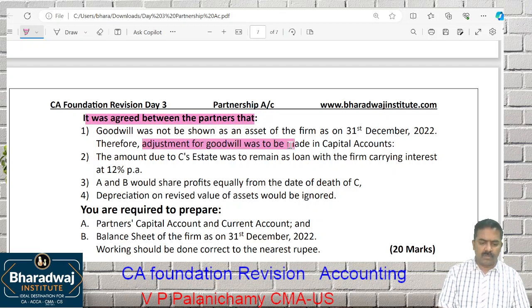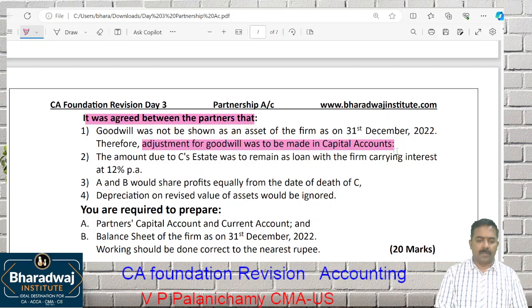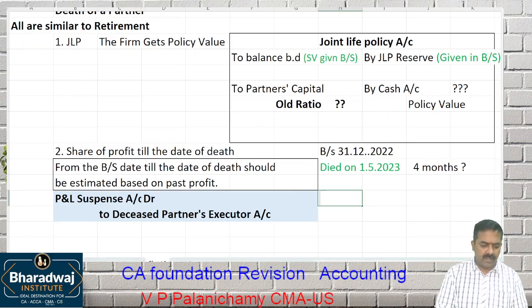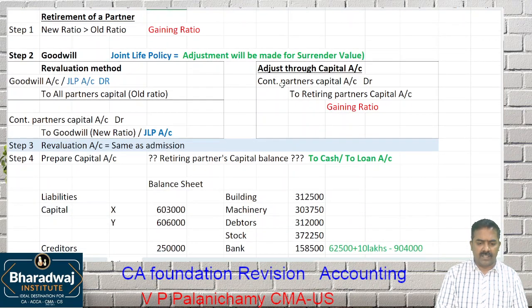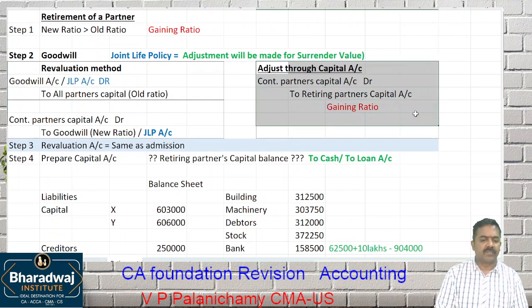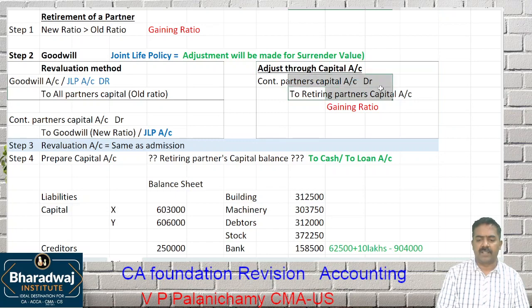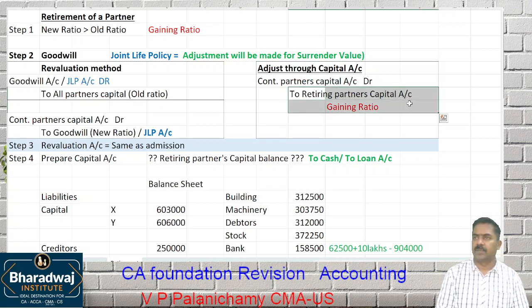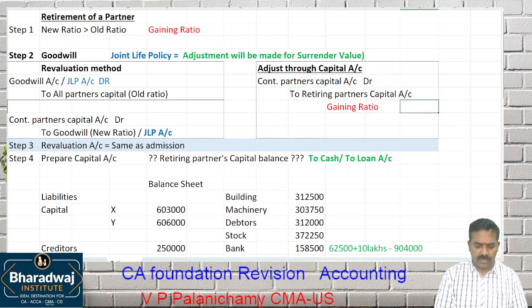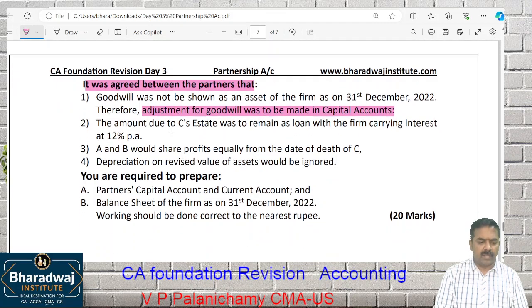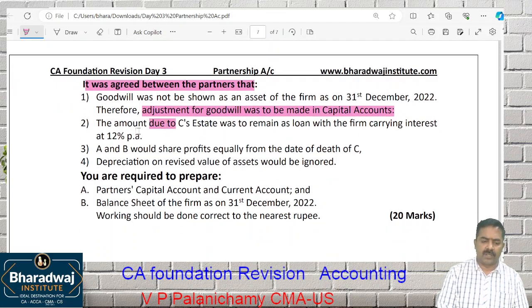Then it was agreed that goodwill will not be appearing in the asset side. Therefore, adjustment for goodwill should be made in which accounts? Capital accounts. So simple. In retirement and death, it is adjusted through capital account. What will you do? Continuing partners' capital to retiring partner capital, a deceased partner capital. We have to make the adjustment in which ratio? Gaining ratio.